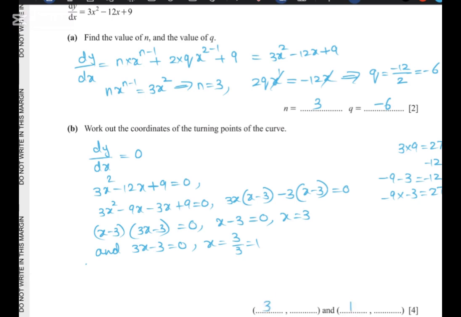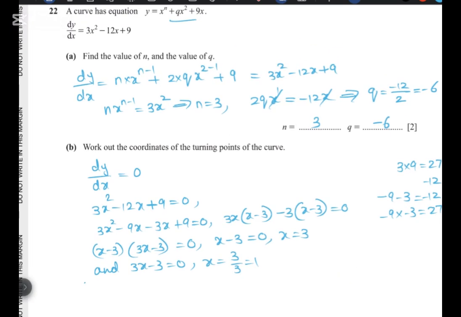Now we have to find the value of y. So for y, what is the actual equation? We'll write down: y is equal to x raised to 3 plus, so q is minus 6. So you can write directly here, x cube minus 6x square plus 9x. This is the original equation. Now using this equation, find the value of y when x is equal to 3 and x is equal to 1.